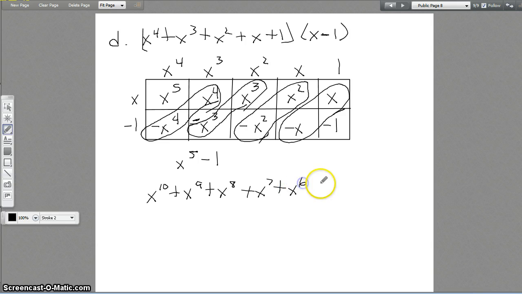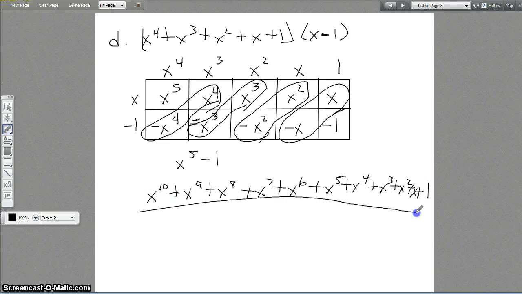Plus x to the 6th, plus x to the 5th, plus x to the 4th, plus x cubed, plus x squared, plus x plus 1. If we multiply this whole thing by x minus 1, what do you think we're going to get? I will tell you we will end up with x to the 11th minus 1 because it will follow the same pattern.